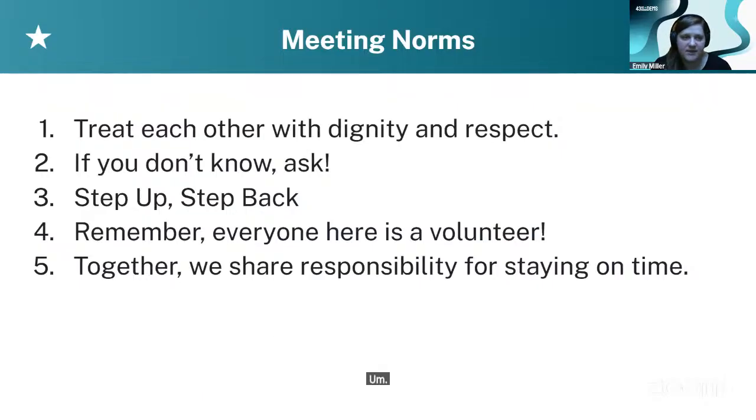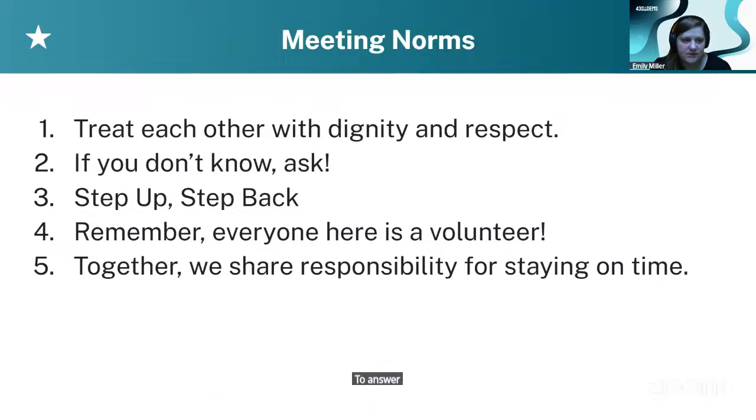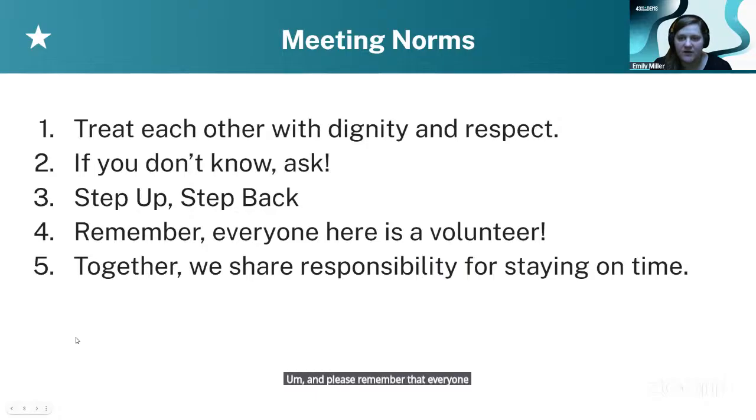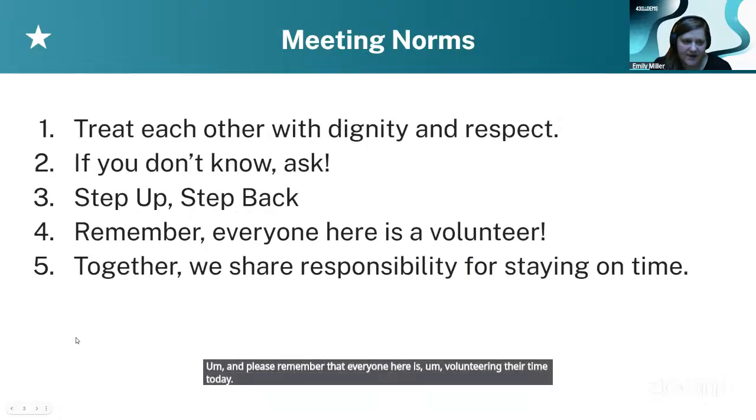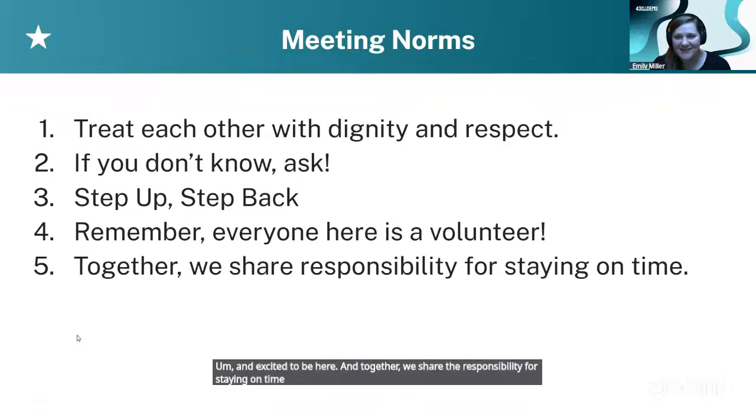So for our meeting norms, please treat everyone with dignity and respect. If you don't know, please ask or raise your hand and we'll make sure to answer whatever questions. And please be aware of when to step up and when to step back, especially tonight when we have so many folks joining us. And please remember that everyone here is volunteering their time today and excited to be here. And together we share the responsibility for staying on time. This is even more important this evening with such a packed agenda. So we'll do our best to try staying on time, but y'all can help us with that as well.